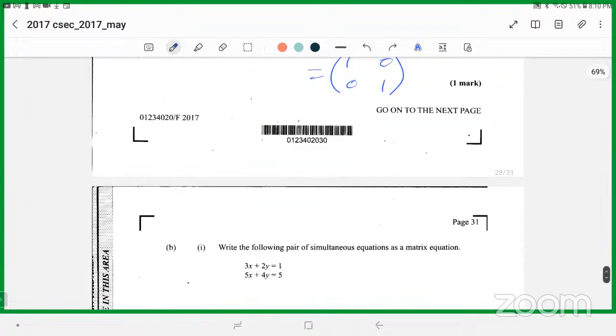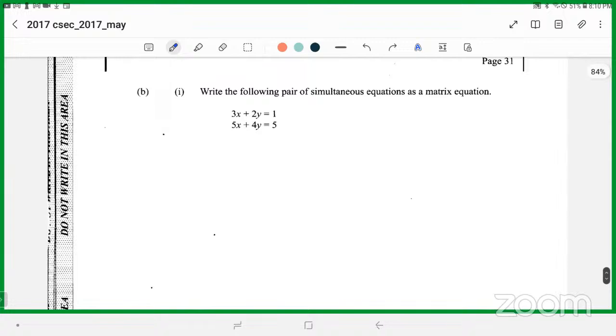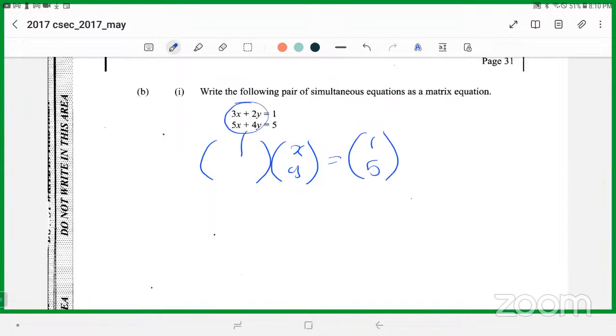All right, that's that. Then we come to this. Write a pair of simultaneous equations as a matrix equation from these two. Easy. X followed by y. Becomes the product of a 2 by 2 and a column matrix xy equals a column matrix 1, 5. Then the coefficients go into this 2 by 2 matrix. Easy. 3, 2, 5, 4. Everything positive. That's the matrix equation.